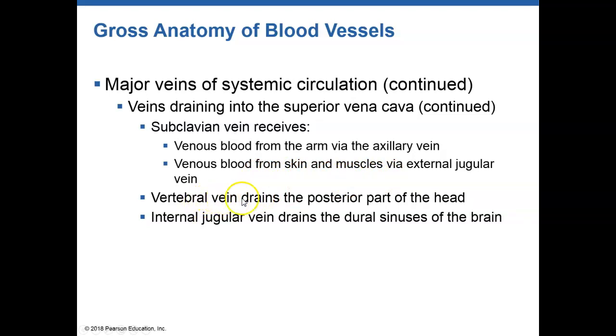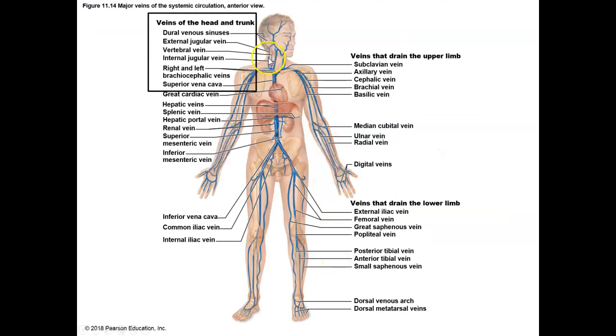The vertebral veins drain the posterior aspect of the head, and the internal jugular vein drains the deep regions, the dural sinuses of the brain. The external jugular vein drains the more superficial regions of the head and neck. It's hard to see on these pictures, but there are dural venous sinuses that drain the main regions of the brain into the internal jugular vein.